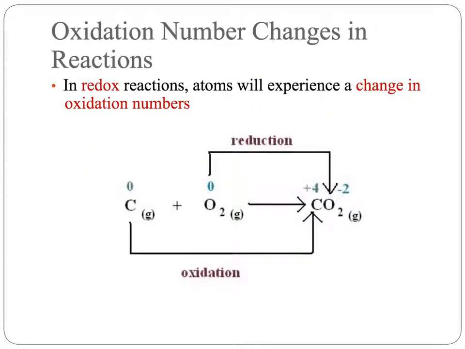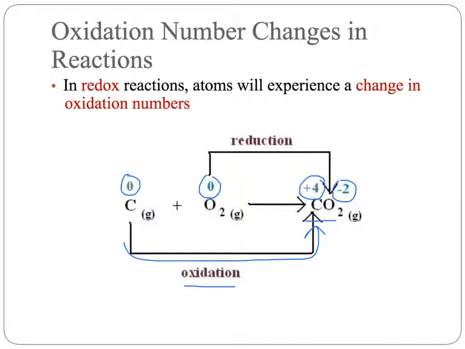In oxidation reduction reactions, atoms will experience a change in oxidation numbers. If oxidation numbers don't change, at least for some of the reactants in the reaction, you are not having a redox reaction. So here we have carbon gas reacting with oxygen gas to make carbon dioxide gas. Carbon starts out as a free element with an oxidation number of 0, as does oxygen. And in the carbon dioxide molecule, carbon has an oxidation number of +4 and oxygen of -2. So carbon moves from 0 to a +4. It is moving in a more positive direction because it is losing electrons and it is undergoing oxidation.